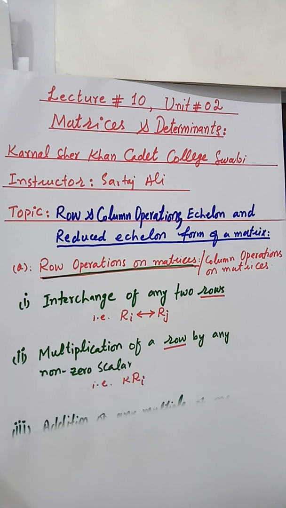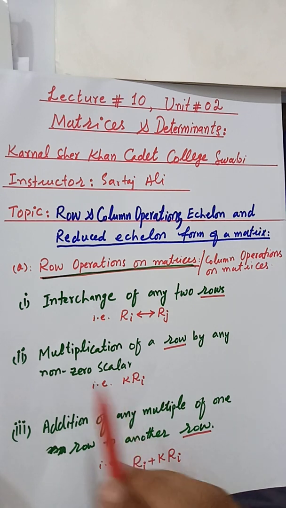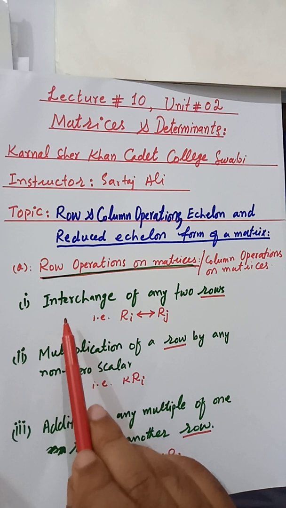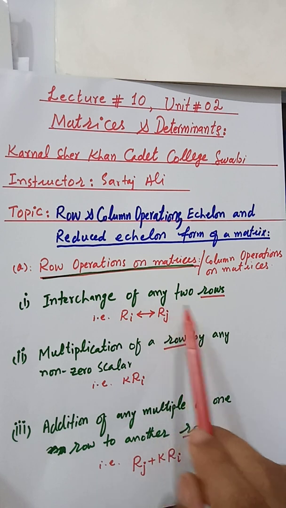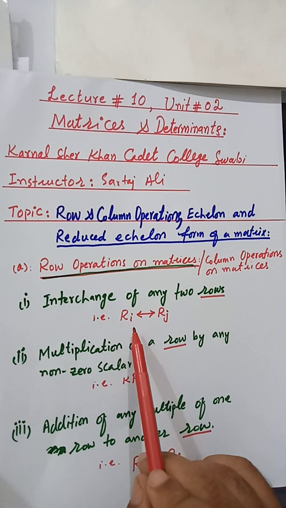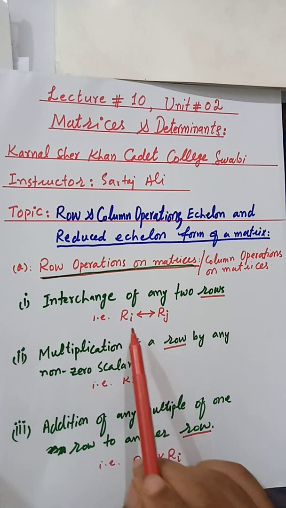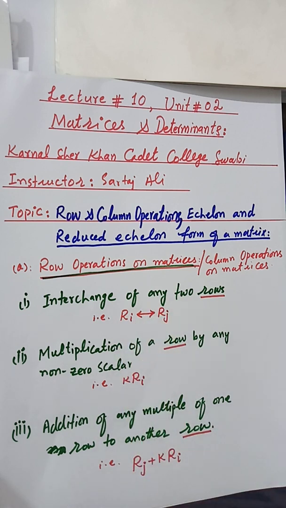You can interchange any 2 rows. The first elementary row operation on matrices is interchange of any 2 rows. And note, if you are interchanging row Ri and row Rj, this is the symbolic representation of the interchanging of Ri and Rj rows.